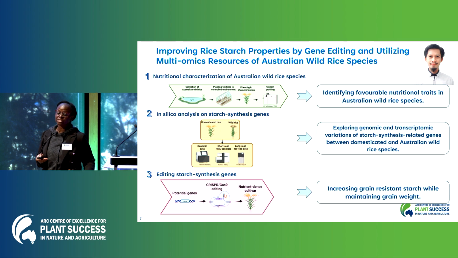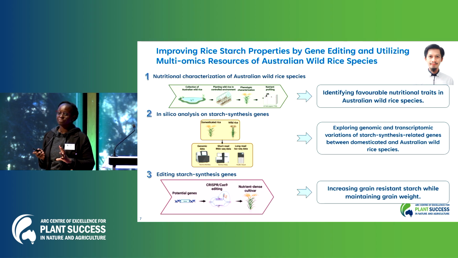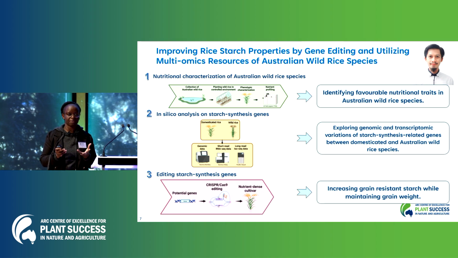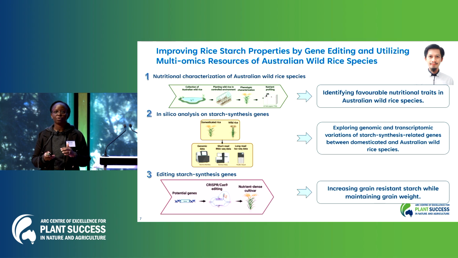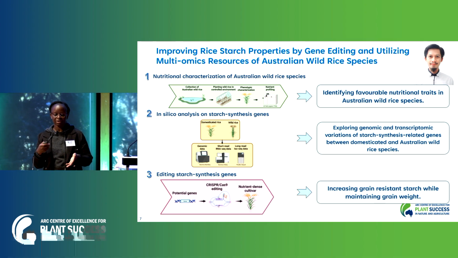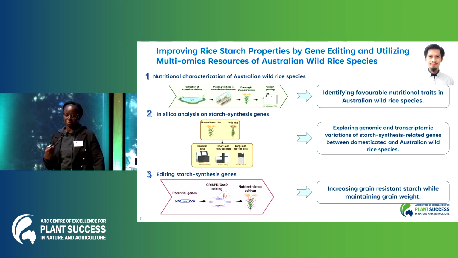So starch is actually a very big component of rice. With domesticated rice, we have an amylose and amylopectin ratio, which determines resistant starch. And why we want to look at resistant starch is because people are moving towards getting healthy rice. When we eat rice, we want rice that will break down slowly with a low GI index, a rice that will actually get us to a healthy place.